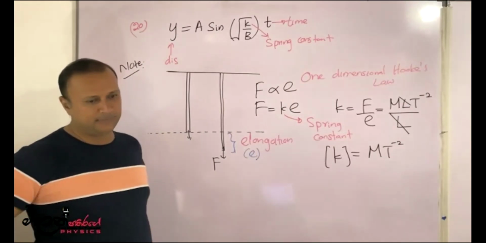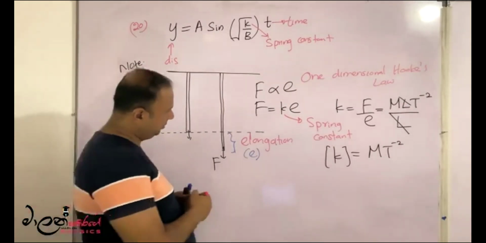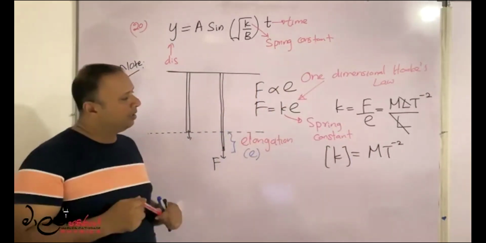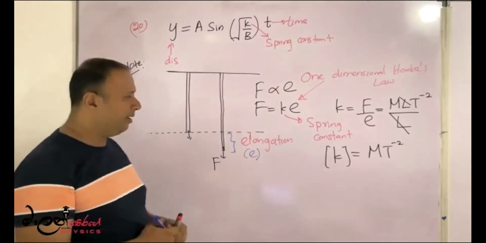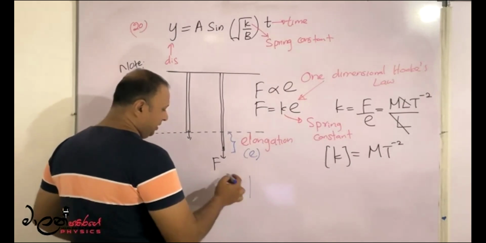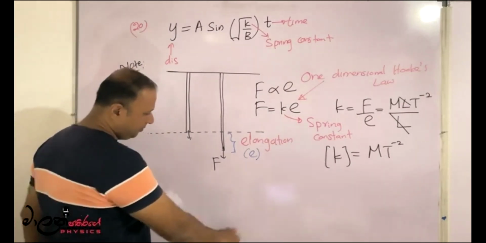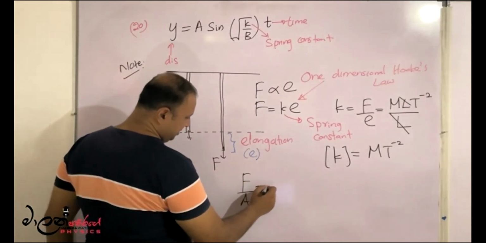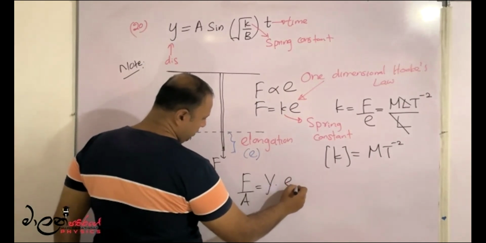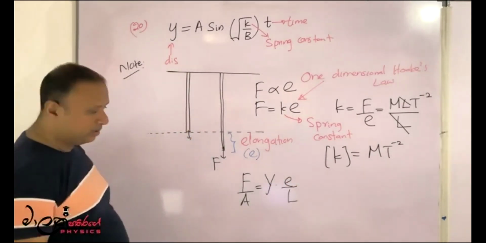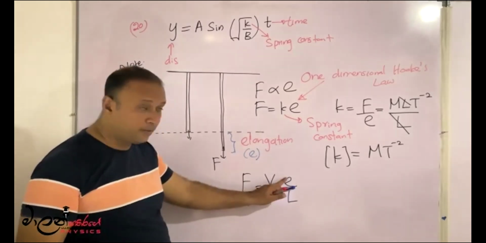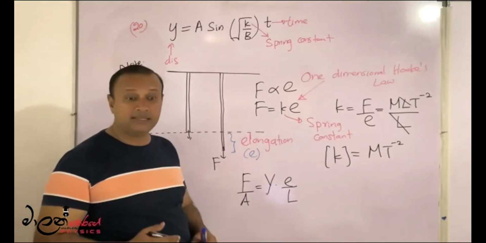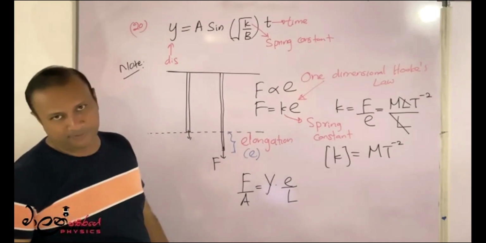One-dimensional Hooke's law. Now we make it here. Stress and strain means another thing, okay? It is connected using this equation: F over A is equal to Y into E over L. So this is the force, this is the cross-section area, this is the elongation, this one is the initial length. This Y is called Young's modulus.